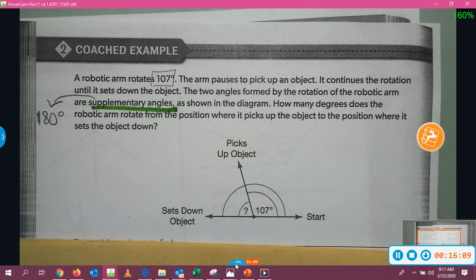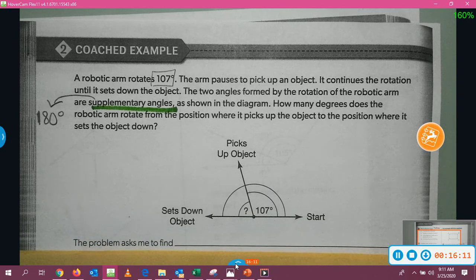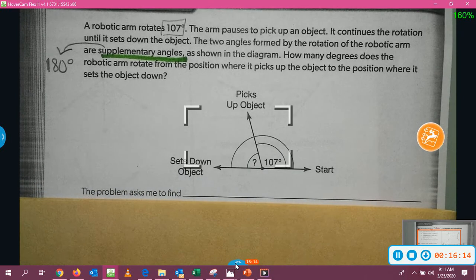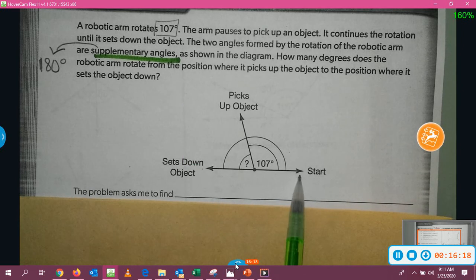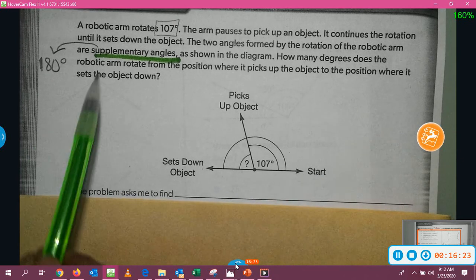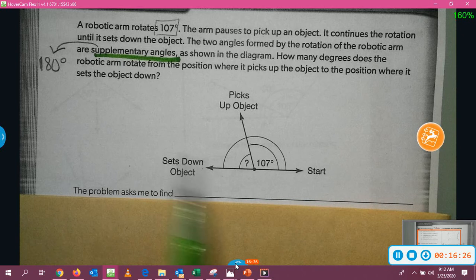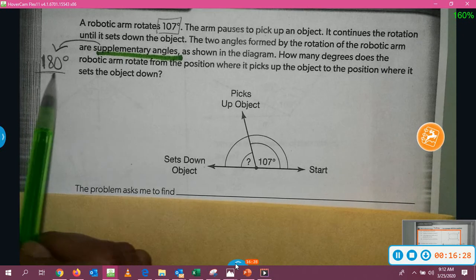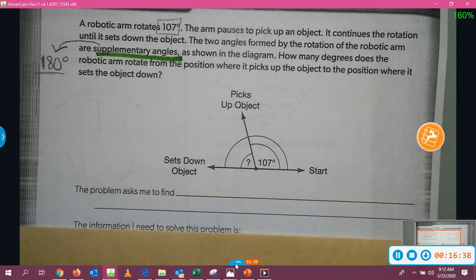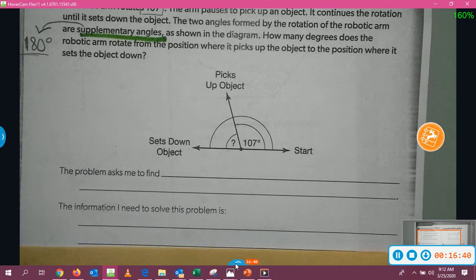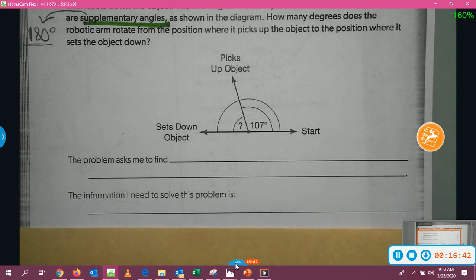Picks up the object. So this is the diagram. It sets down the object on this side. It picks it up right here, and this is where it starts. We do know that the two angles make up a supplementary angle, which is how much? 180 degrees. Let's answer the question and solve it.